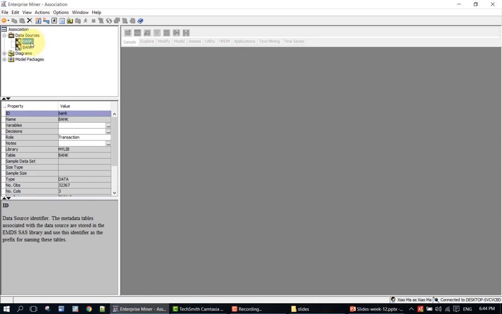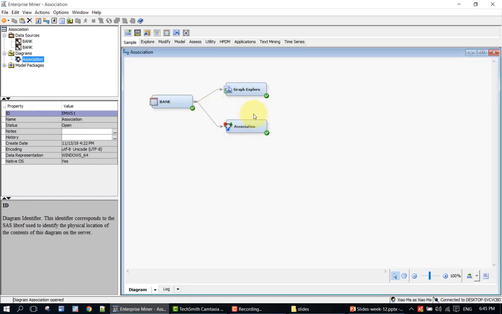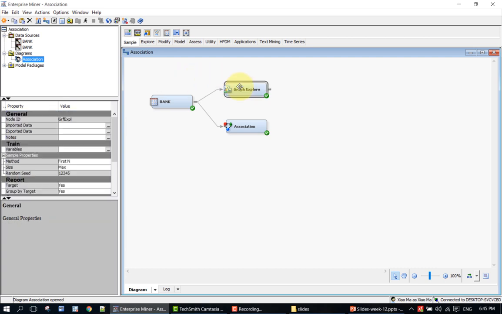So I have two banks. I already did those, but start dragging the data source over. And what I first did is the graph analysis to take a look at the general distributions of the services.